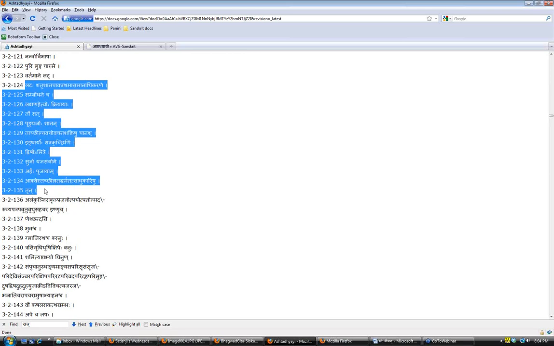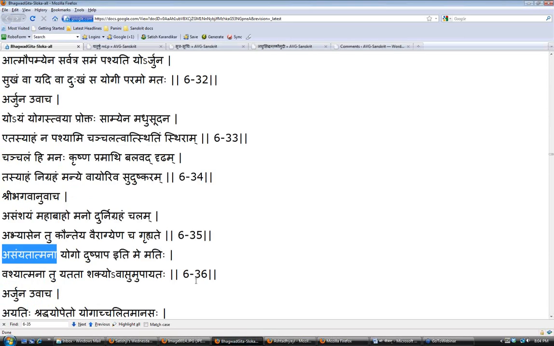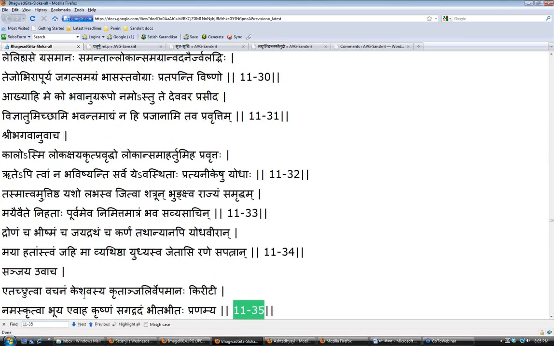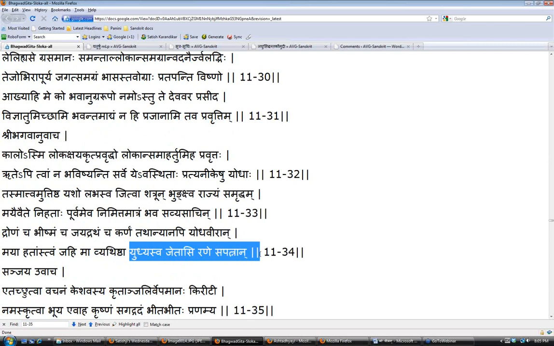So now, the Gita favorite shloka of mine is as follows: Yudhyasva jetasi rane sapatnan. So that you fight, you will conquer the enemies in the battle. Yudhyasva jetasi rane sapatnan. Here it is. Dronancha bhishmancha jayadrathancha karnam tatha nyanapi yodhaviran maya hatams tvam jahi ma vyathishthah yudhyasva jetasi rane sapatnan. Jetasi. Now it says sapatnan, shatrun jetasi. If you use the pratyaya trich, as we just saw by 2.3, remember this is a very interesting shloka of the Gita, by the way, 11.34. If you use this pratyaya of trich, in the sense which we saw in 3.1, I think it was 133, nvul trichau, right? Jagatah karta, the maker of the world.